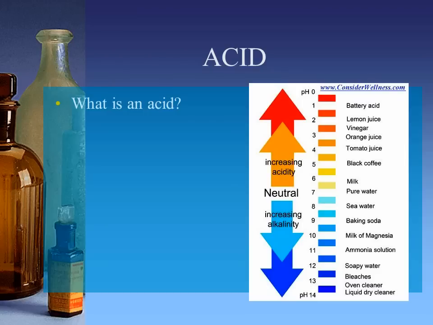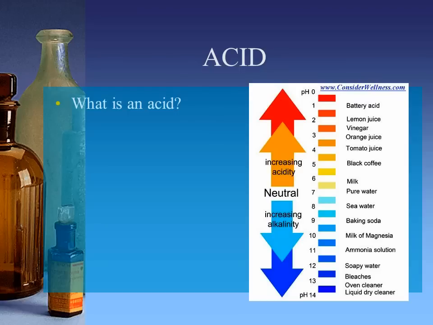Let me see our little pH scale on the right, which might be familiar to you. pH of 0 is highly acidic. pH of 14 is highly alkaline. And basically, acid is the amount of hydrogen ions that are floating around in solution.